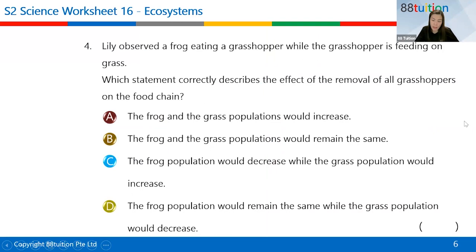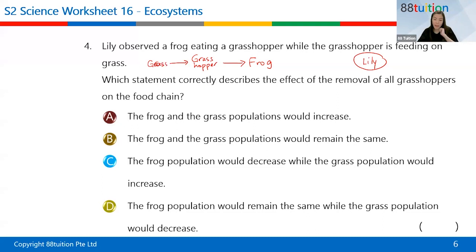Lily observed a frog eating a grasshopper. So Lily saw that a frog was eating the grasshopper. What is the arrow that you will draw? You have the frog, you have the grasshopper, then the grasshopper eating the grass. So what goes into the stomach of the frog will be the grasshopper, and what goes into the stomach of the grasshopper is actually the grass.